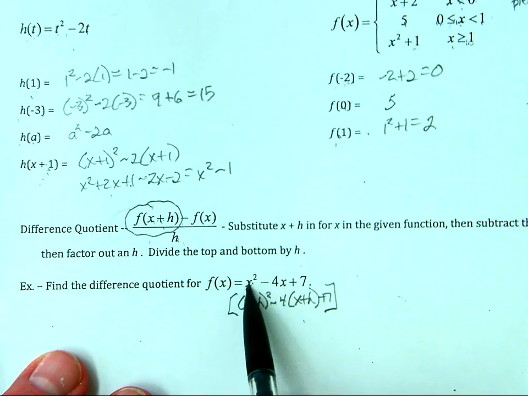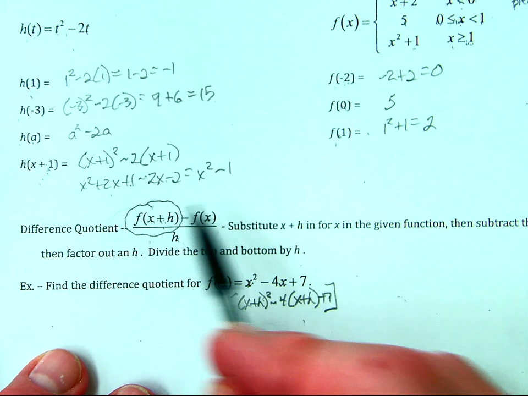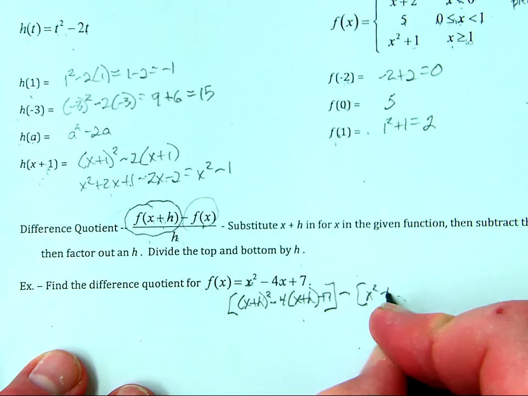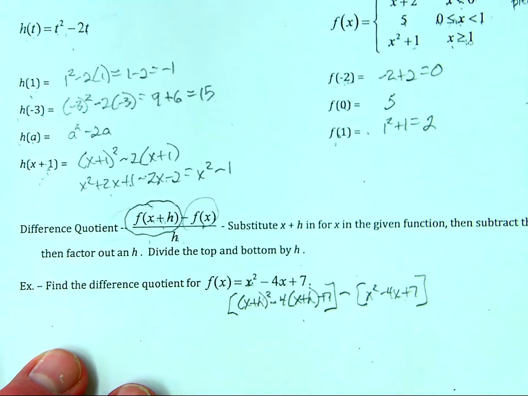Now it's minus f of x. Well, f of x is just this function here. So x squared minus 4x plus 7. And then that's all over h. So that's the first part. We have 3 things. F of x plus h, we plugged x plus h in for the variable. F of x, that's just our original function, all over h. Now we have to work that out.